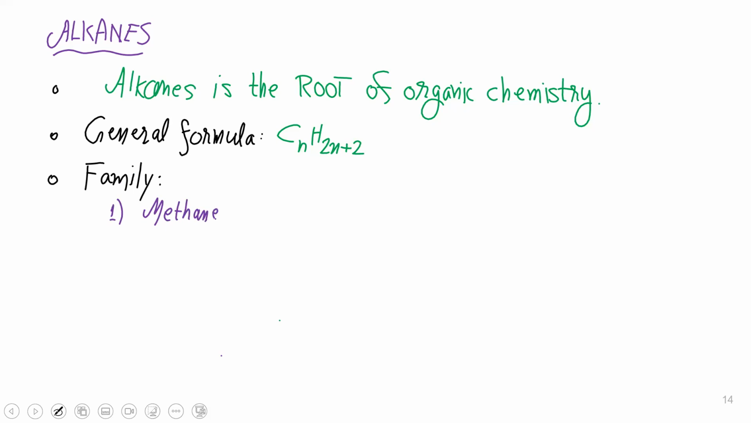So let's see. I'm developing the family. I'm starting a subject. When you go to meet someone, you meet their parents, you meet their family members, and if the grandparents are there, luckily you meet them. So these are the grandparents of organic chemistry. Methane is the first member. The formula of methane is CH4. The second member is called ethane. The formula is C2H6.